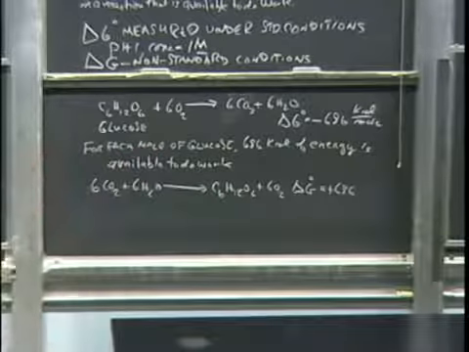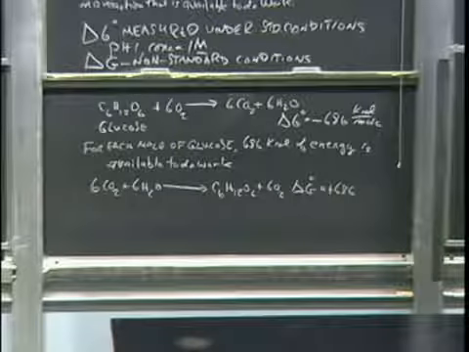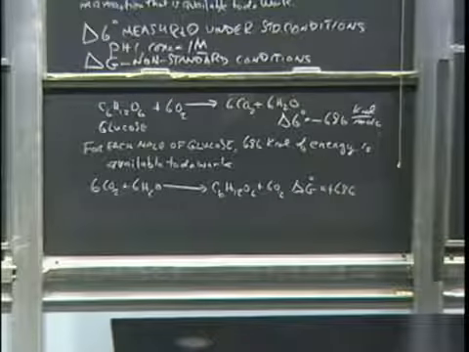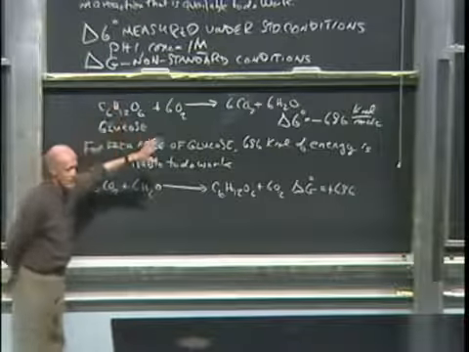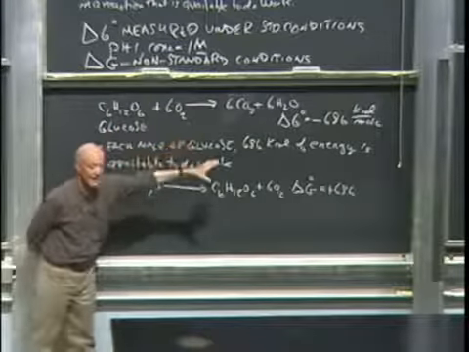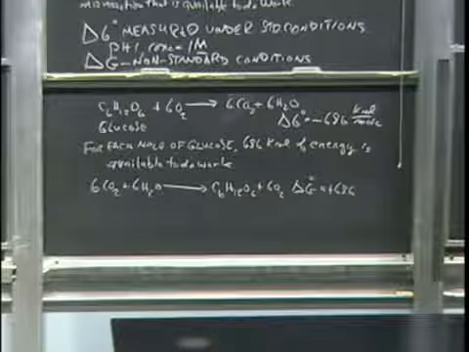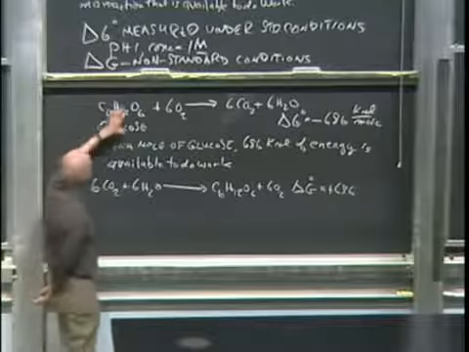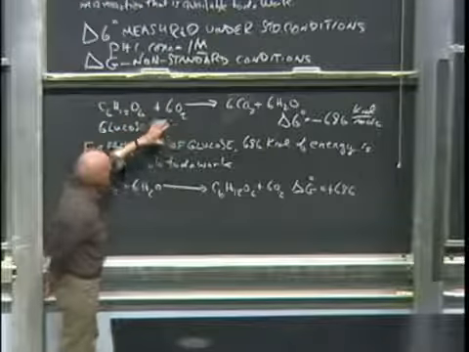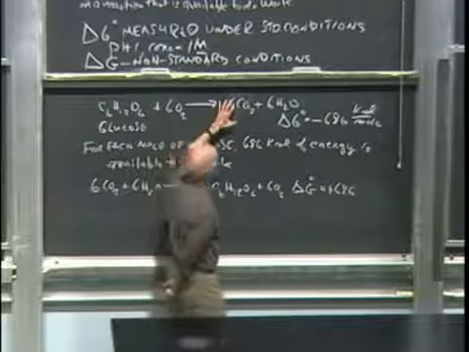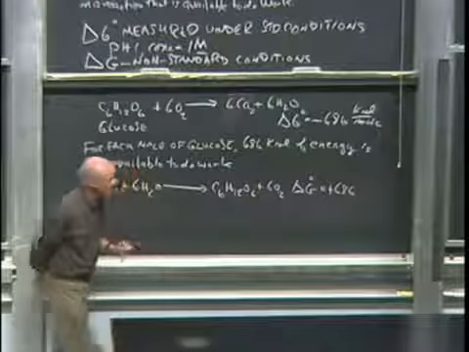That means 686 kilocalories are available for every mole of glucose that is actually oxidized, in this case, converted to CO2 and water. This 686, where does it come from? It comes from the bond strength of the molecules that are the starting products versus the bond strength and structure of the molecules that are the products of the reaction.